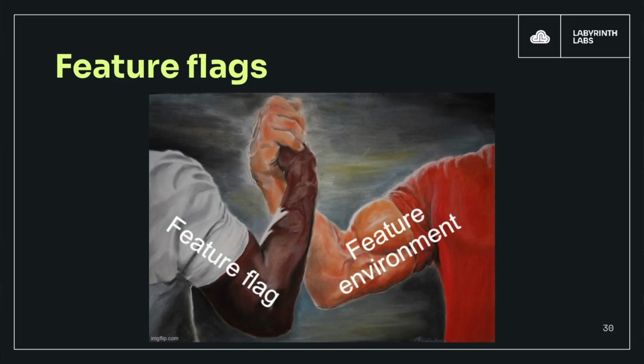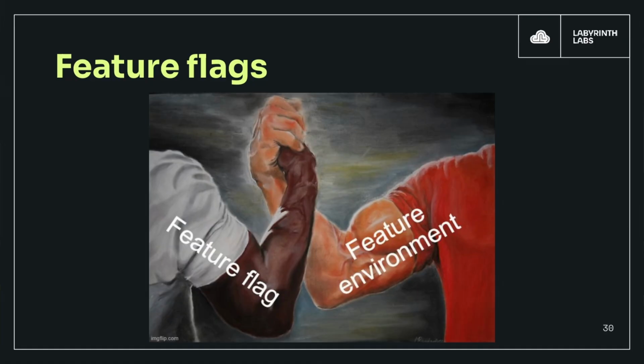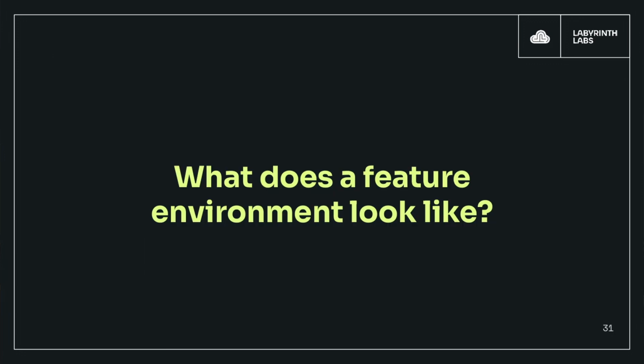And feature flags. Feature flags go nicely with the feature environment. A feature flag is a simple toggle which can disable or enable some specific feature in the application. So you can deploy the application to the feature environment, and you can play with the feature flags to disable or enable some feature and check how it works. So there's nice synergy. And what does the feature environment look like?